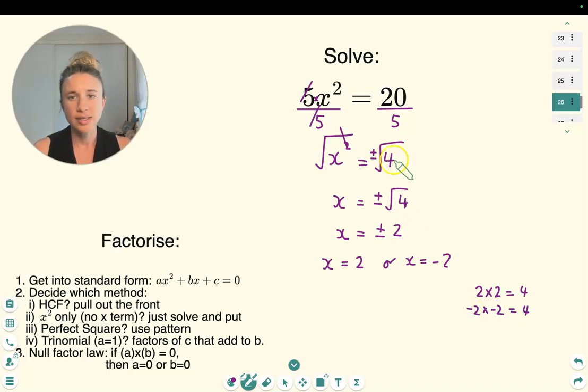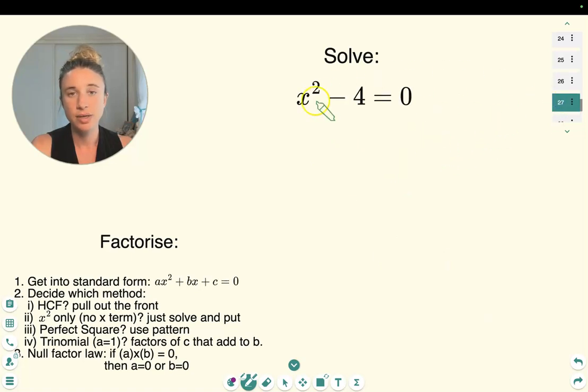So that's why if you've got a positive number under the square root sign and you need to solve, you put a plus or minus out the front, okay? That's important. So just beware of these types, where there's just an x squared term and no x, you can rearrange for it quite easily.